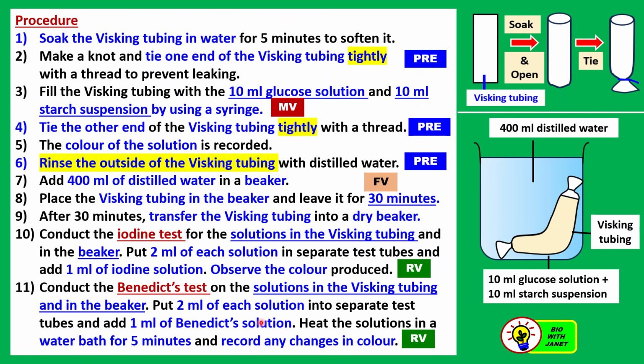So put 2 ml of each solution into separate test tubes and add 1 ml of Benedict's solution. Okay, heat the solutions in the water bath for 5 minutes and record any changes in color. Remember, you have to heat the solution. Okay, 2 ml of the sample solution with 1 ml of Benedict's solution, then heat in the water bath for 5 minutes and record any changes. So the color change for the Benedict's solution is also one of the RV. All right.